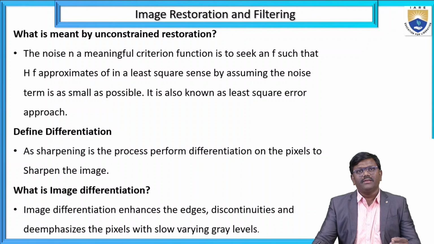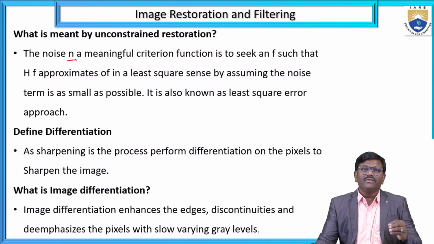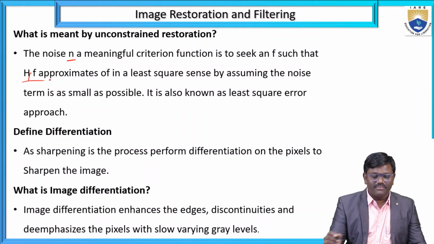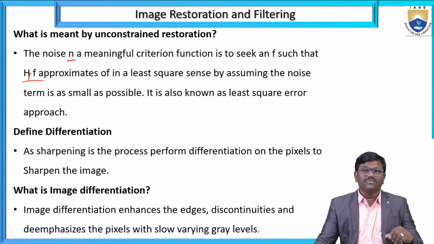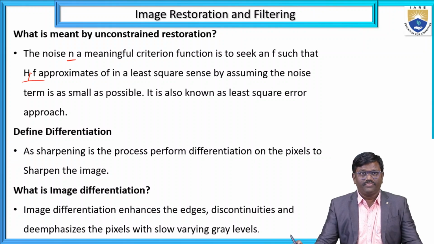So what does it mean by unconstrained restoration in terms of noise? For the noise n, a meaningful criterion function is to seek an f such that H f approximates g in a least square sense, by assuming the noise term is as small as possible. It is also known as the least square error approach. We are going to understand this in terms of mathematical definitions.